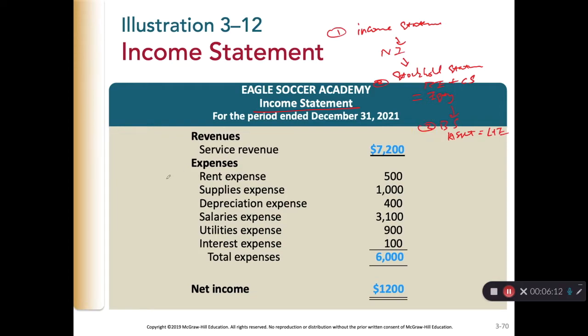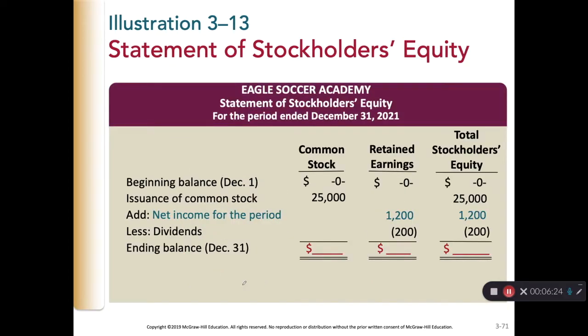So for example, the income statement for the period ending December 31st has a revenue of 7,200, expenses for all of these, and a net income of 1,200. So this is good.